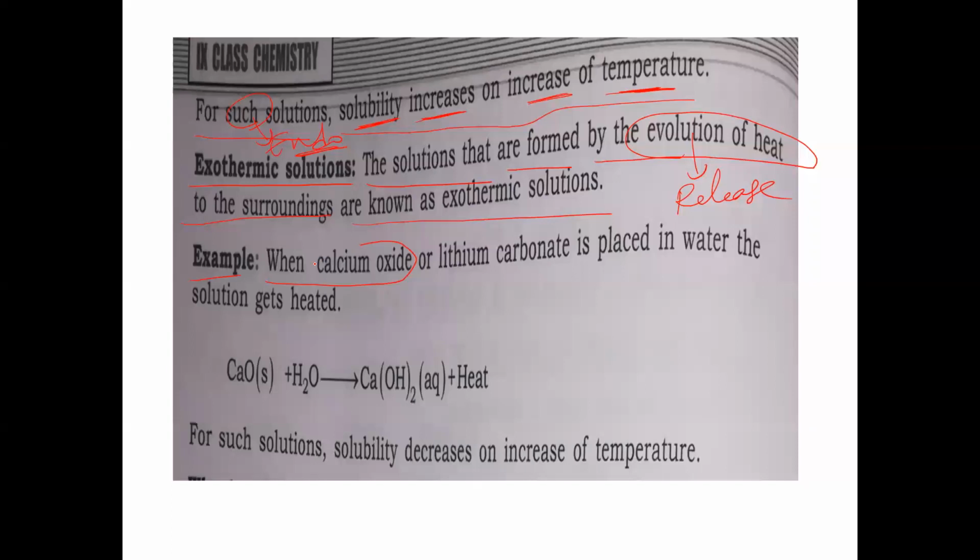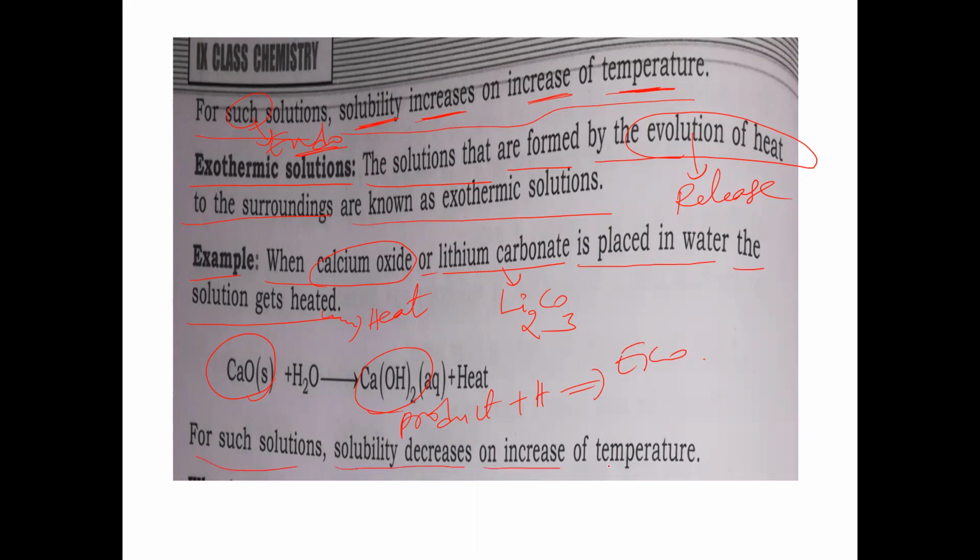Example: when calcium oxide, CaO, or lithium carbonate, Li2CO3, is placed in water, the solution gets heated. The solution getting heated means heat energy is released here. That's why we wrote product plus heat. That's why it is an exothermic reaction. For such solutions, the solubility decreases on increase of temperature.